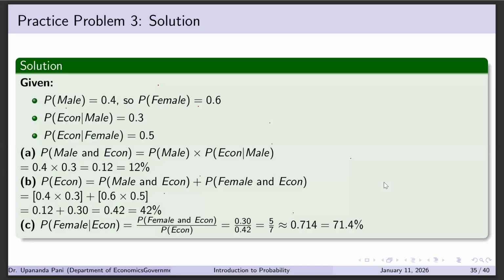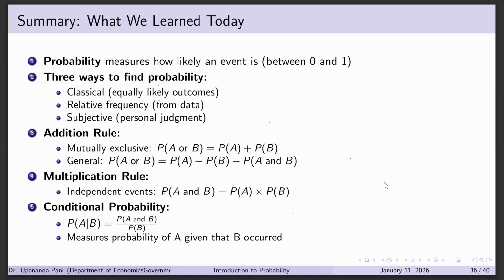How will you find out? Probability of female and economics upon probability of being an economics student. So that is 0.30 upon 0.42, that is 5 by 7, that is 0.714. That is 71.4% probability. Right? So this question is tricky, you have to think, and then we'll discuss if you are not able to understand it.